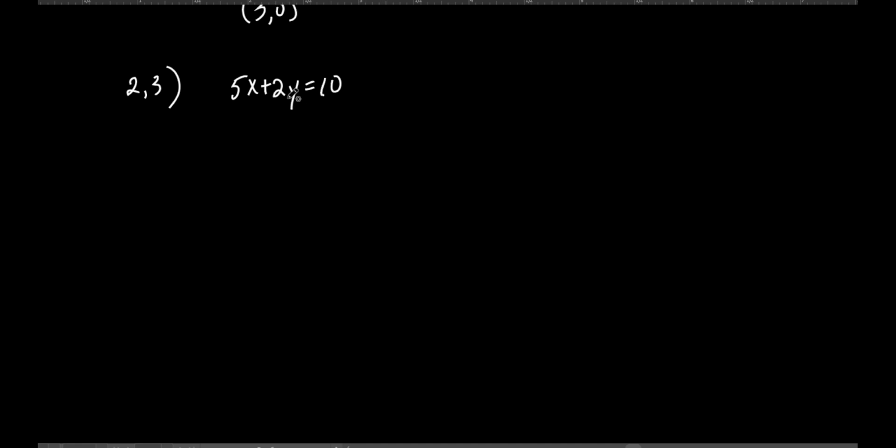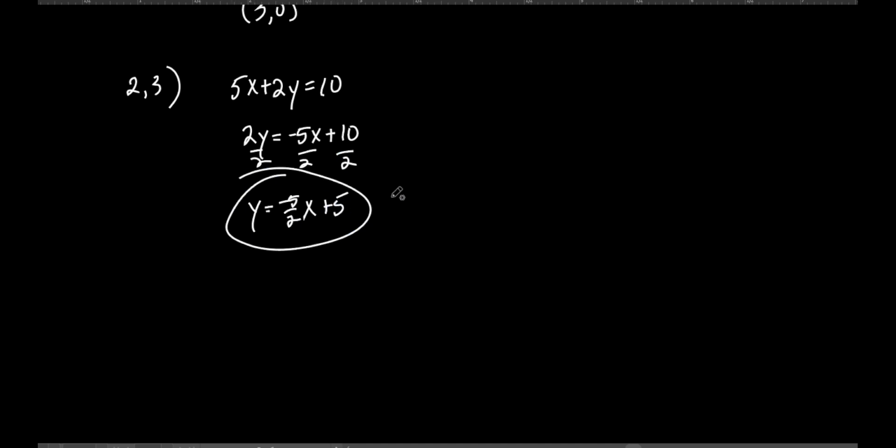Solve for y. If I was going to do this one, I would go 2y equals, subtract the 5x from both sides, and then divide both sides by 2. And then y would be negative 5 halves x plus 5. And that would be it. I said I wasn't going to do problems, but I guess I did. So there'll be 2 of those. All right, 2 and 3.